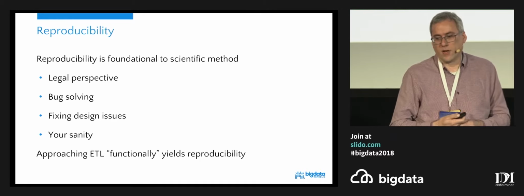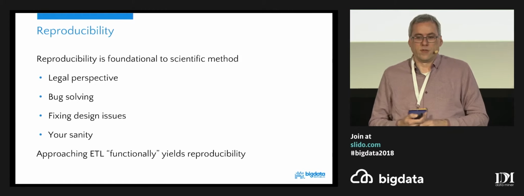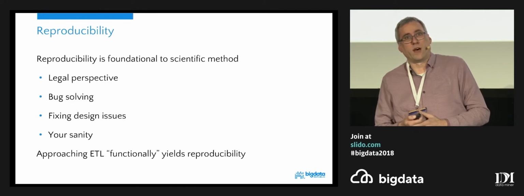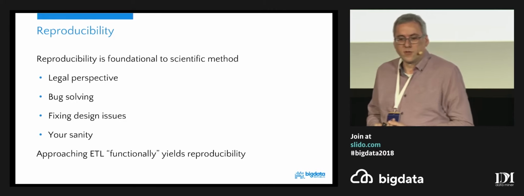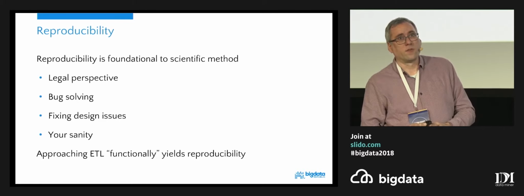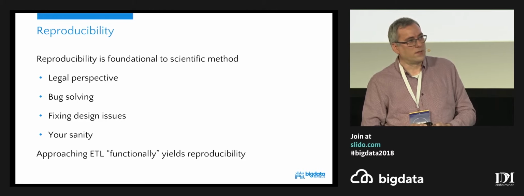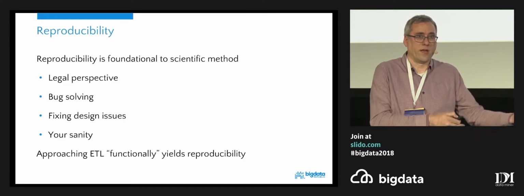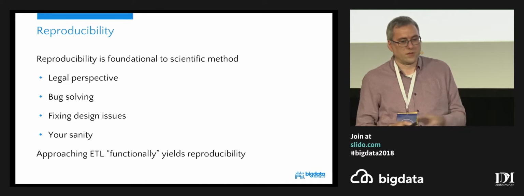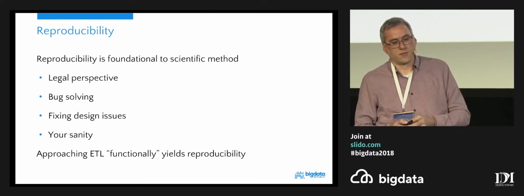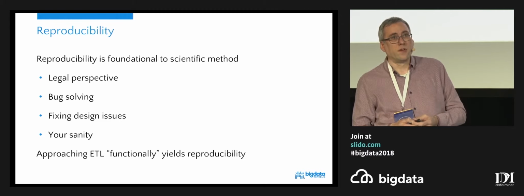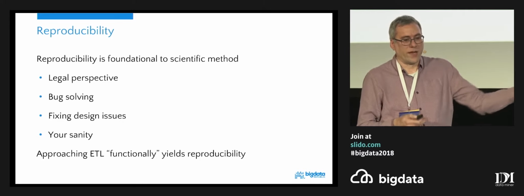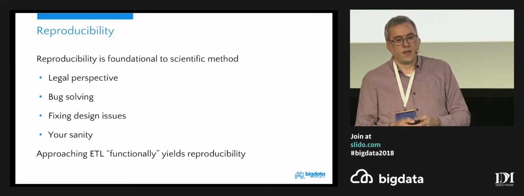So I talked about reproducibility, and it's a very important quality that your ETL pipeline should have. It's foundational to the scientific method, and you want to do this from the legal perspective in certain cases, to be able to produce exactly the same data as you had in the data warehouse at some time ago, if you need to reproduce those particular perspectives. There's the need for bug solving. So if you have a bug in a data warehouse, you want to be sure that when you grab that partition that you can actually figure out what the bug is in there.